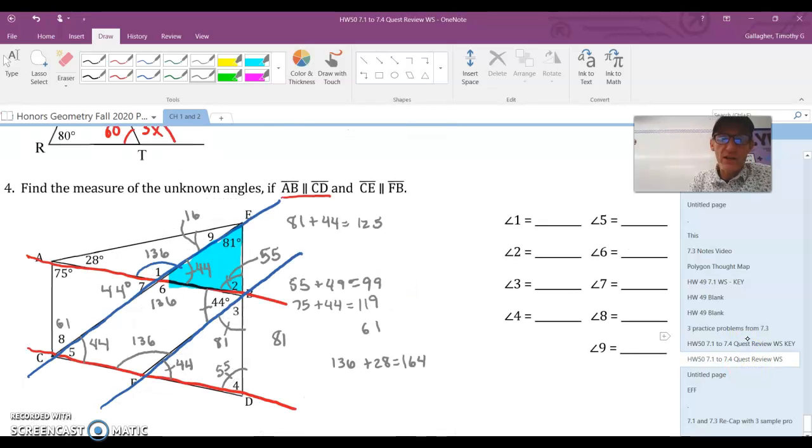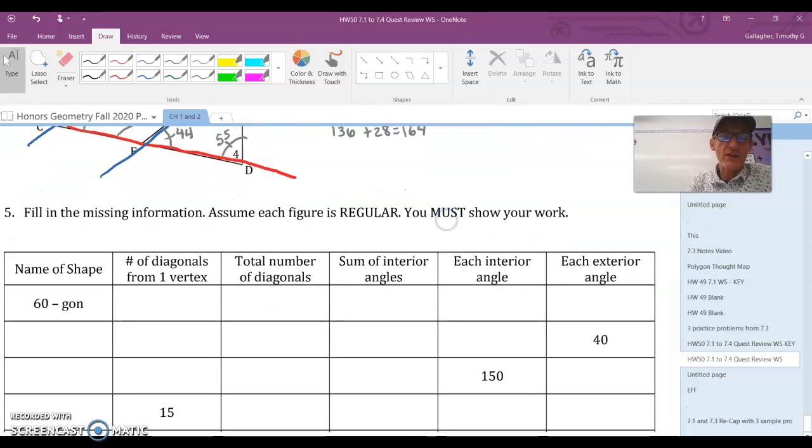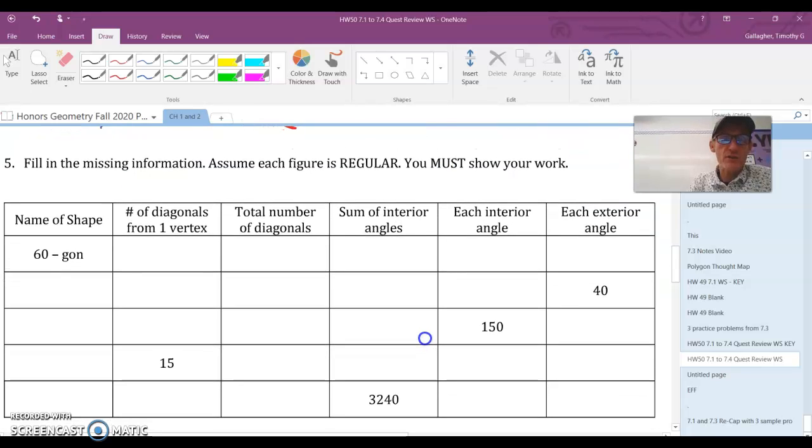All right, moving on to the chart. All right, find the missing information on the chart. Well, this is N. The name of the shape is N. So triangle, quadrilateral, hexagon, pentagon, all of those. Heptagon, dodecagon. Okay, you got to Google that stuff.